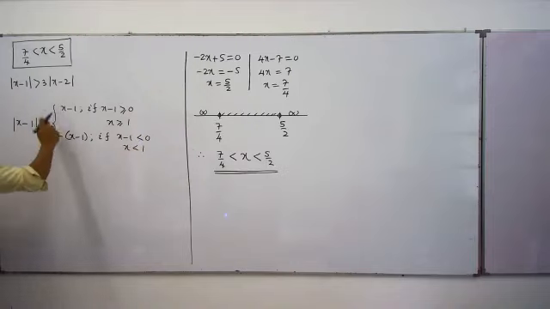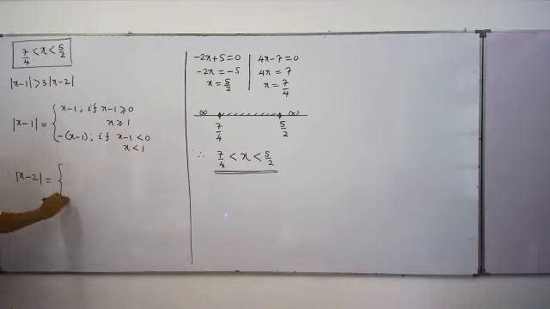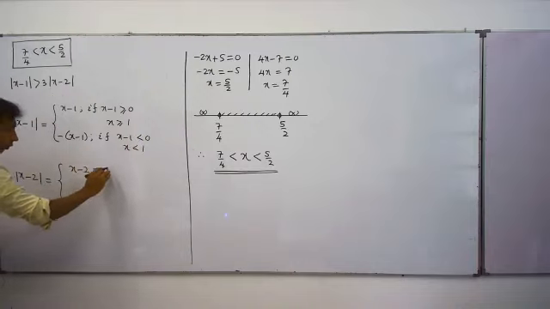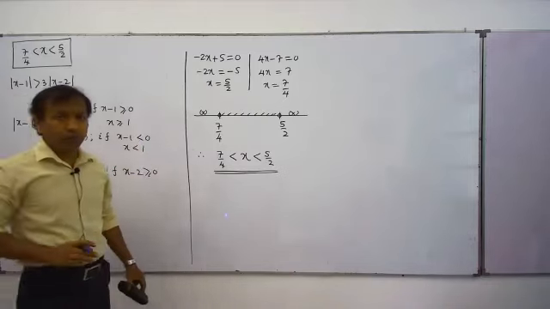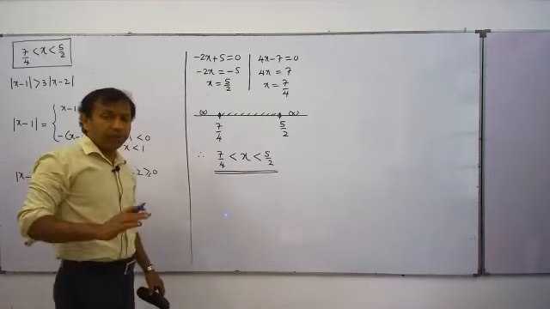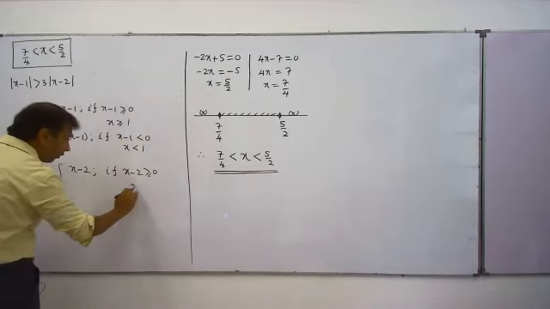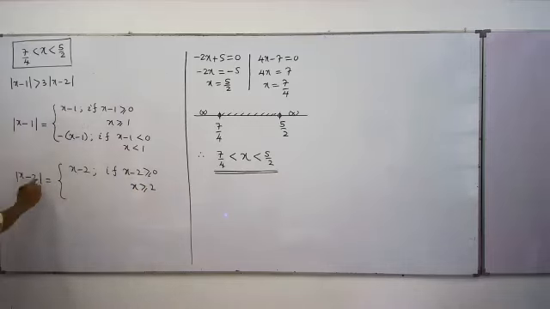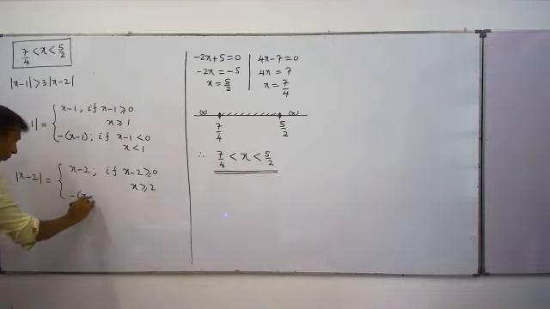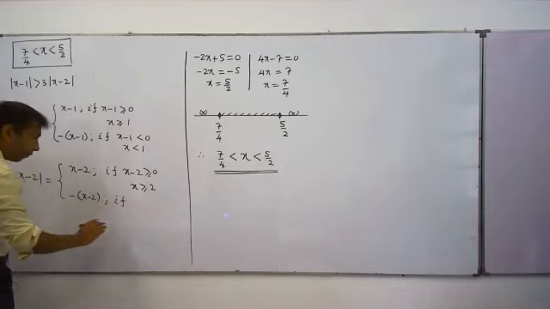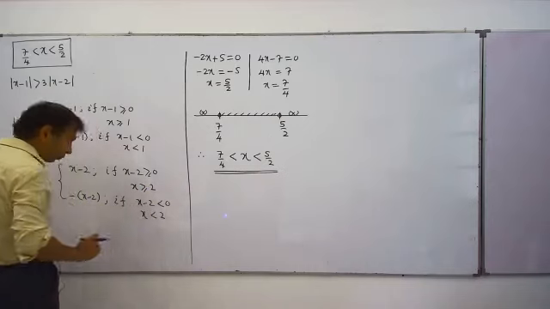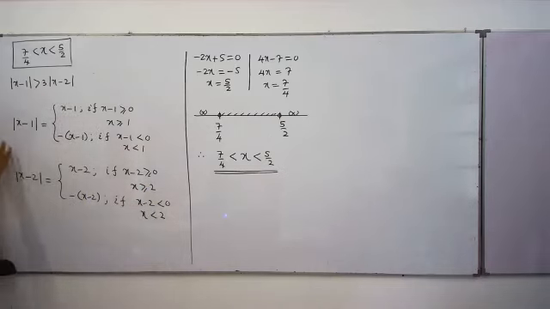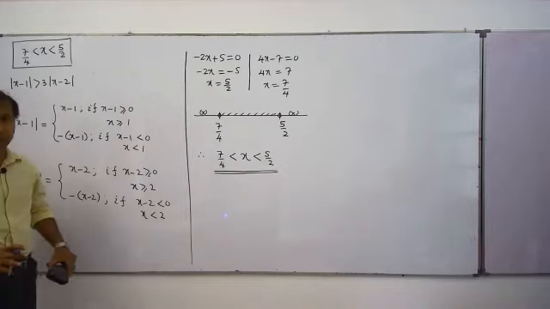Secondly, we need to define this one, mod x minus 2, and define that also. It will be equal to the same x minus 2 if x minus 2 greater than or equal to 0. X minus 2 greater than or equal to 0. That means taking this to the right hand side, x greater than or equal to 2. The mod of x minus 2 will be equal to minus of x minus 2 if x minus 2 less than 0. Take the right hand side, x less than 2. Now both this mod x minus 1 and mod x minus 2, we have to mark on the number line.